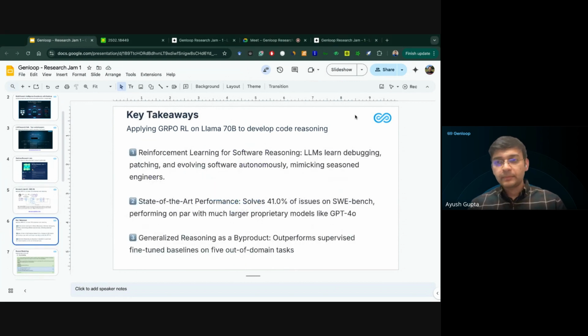So the key takeaways of the paper are that first, it's reinforcement learning for software reasoning. The first time that this was done and achieved very comparable results.